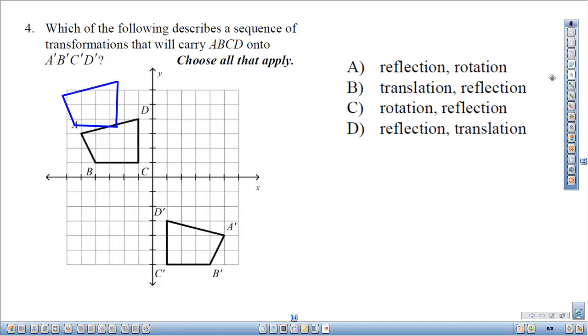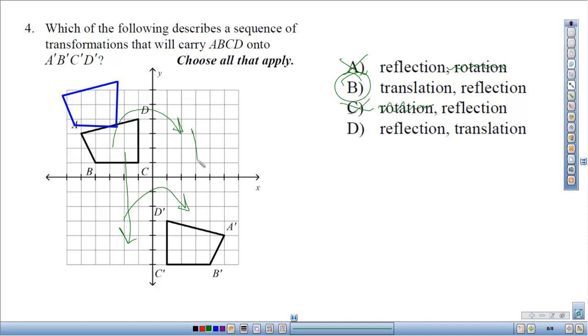So if I look at all these choices over here, reflection and rotation, well, this doesn't involve a rotation, so it's not A. Translation, like if we moved it down and then flipped it over, that would work. That would be a good one. How about rotate it and then, no, we don't want a rotation, so that one's no good. And what if we reflected it first and then translated it down? That would work. So our two answers this time would be B and D.